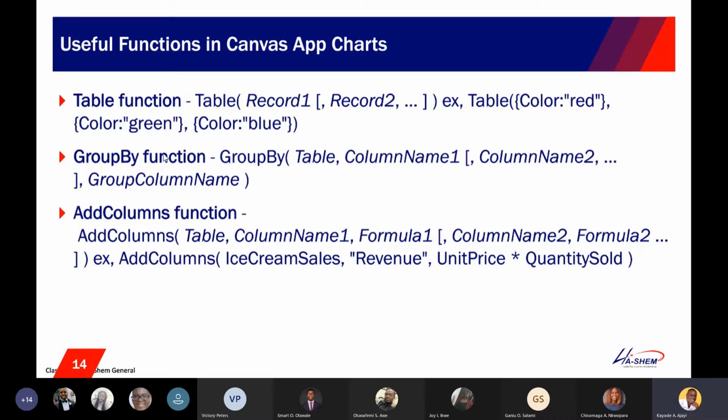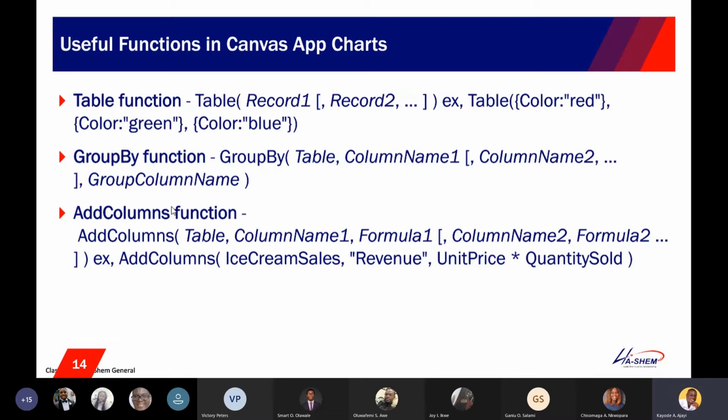Then we have the GroupBy function. The GroupBy function is very useful when you are trying to work on things like visuals in Canvas apps, because it allows you to group similar data. We'll see how that works within the application. You're going to choose the column which you want to group by. Then it's going to perform a group by based on that column. So it's going to group by the similar values in that column.